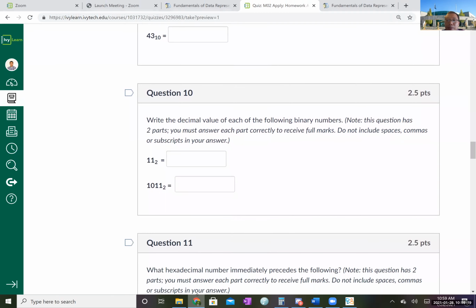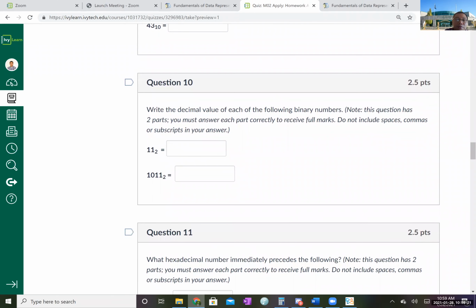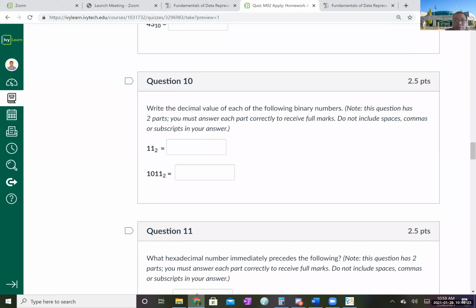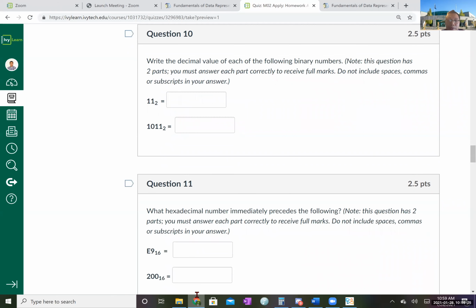Decimal value of each following binary. So you have to convert from binary to decimal.